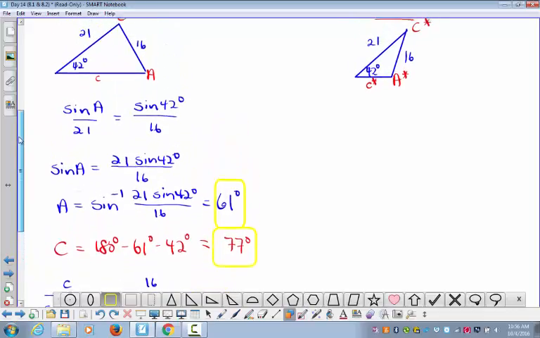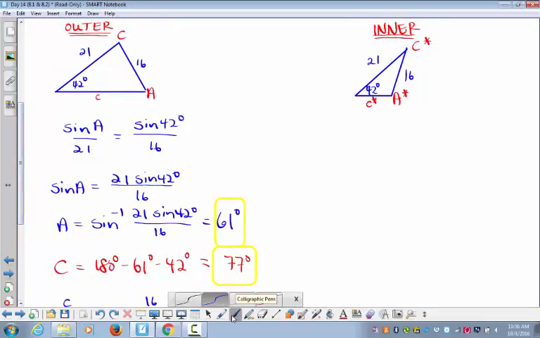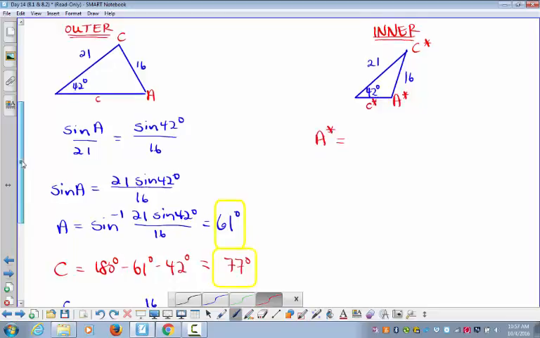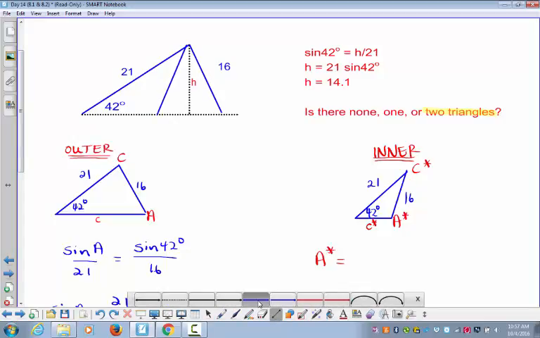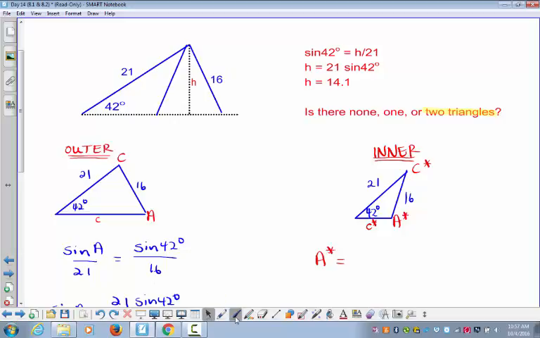All right. So then let's jump to the inner triangle. And when we jump to the inner triangle, we're going to solve for A star first. And again, the key is to look up here, and let's manipulate this a little bit. So the 16 is going to be there or there. And this angle here is what we're calling A. That has to be the same as this one, which has to be supplementary to what we're calling A star over there. So 180 degrees minus angle A from the outer triangle.